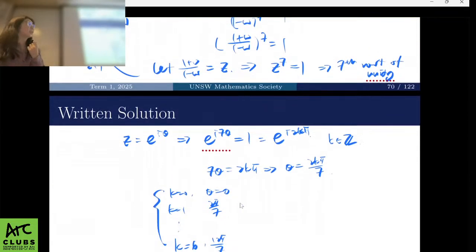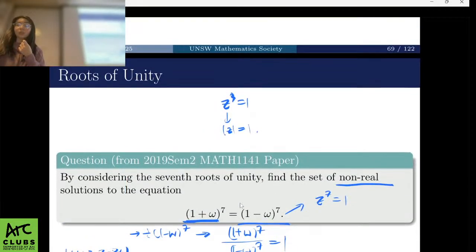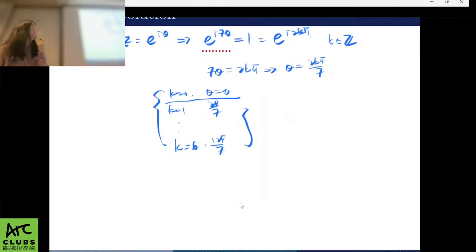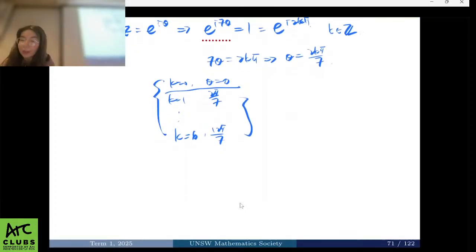Because we know what z is from this, right? We just need to exclude one of those roots, which gives us a real root, which is when theta is equal to 0, because then z is just equal to 1, which we don't want, because the question was asking us for the non-real roots. So we're really just taking k equals 1 to k equals 6, and then finally we'd be able to simplify that expression. So omega is z minus 1 on z plus 1.